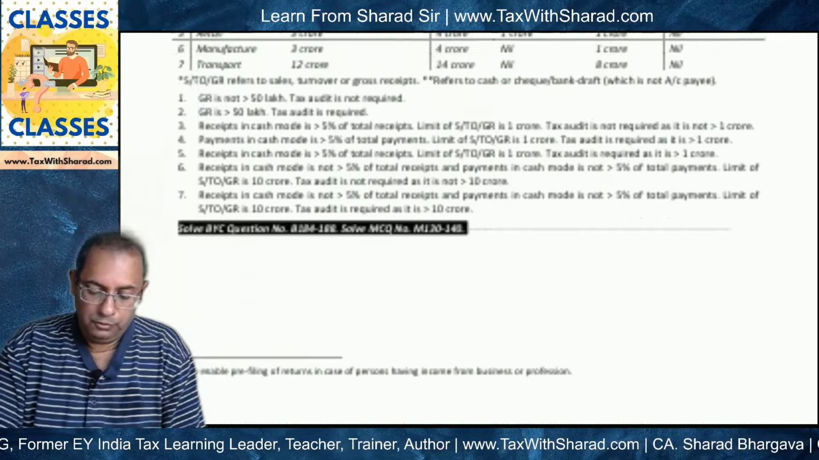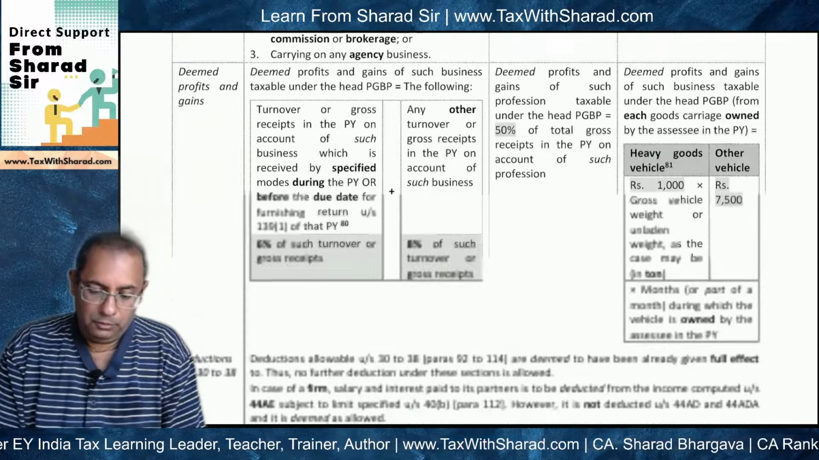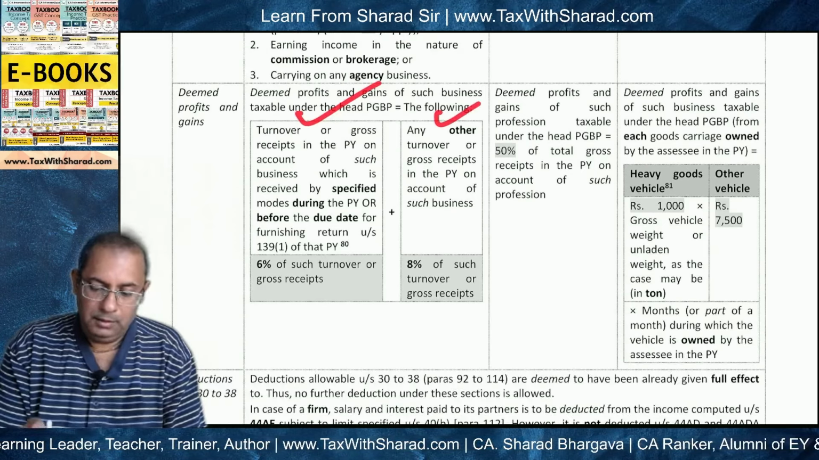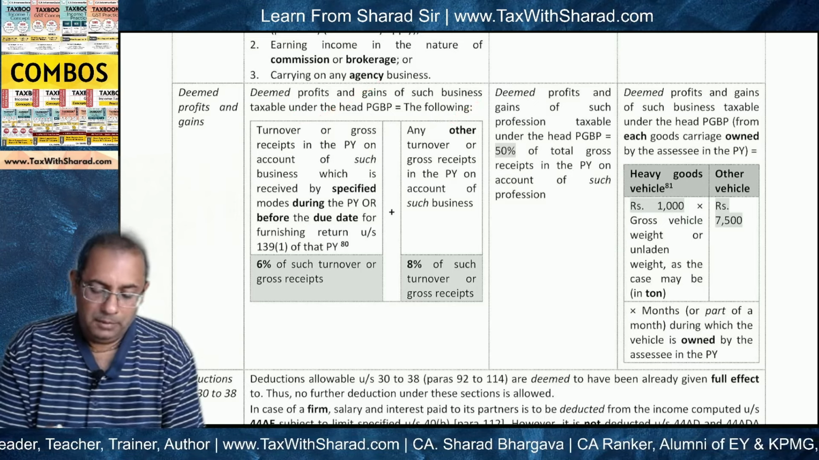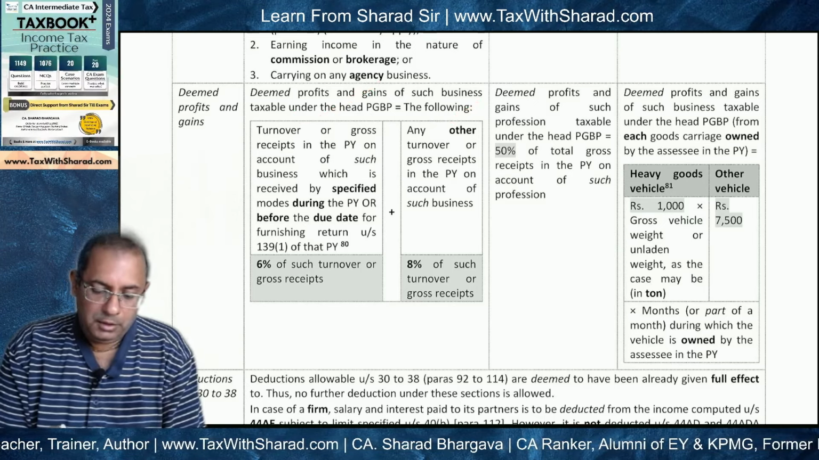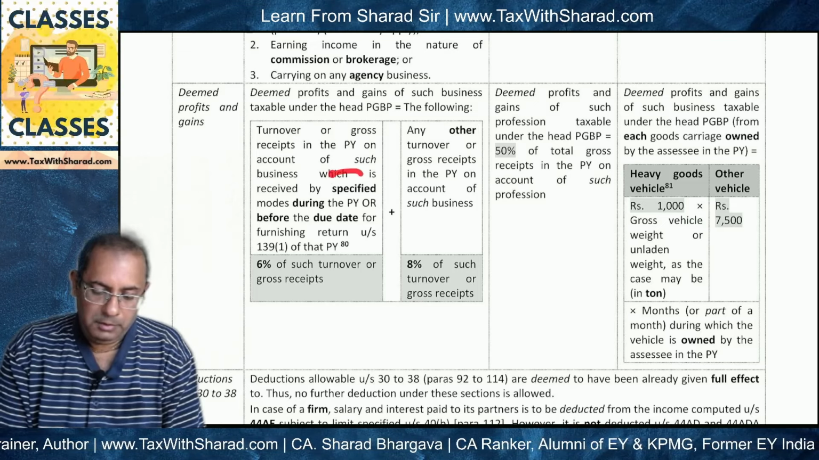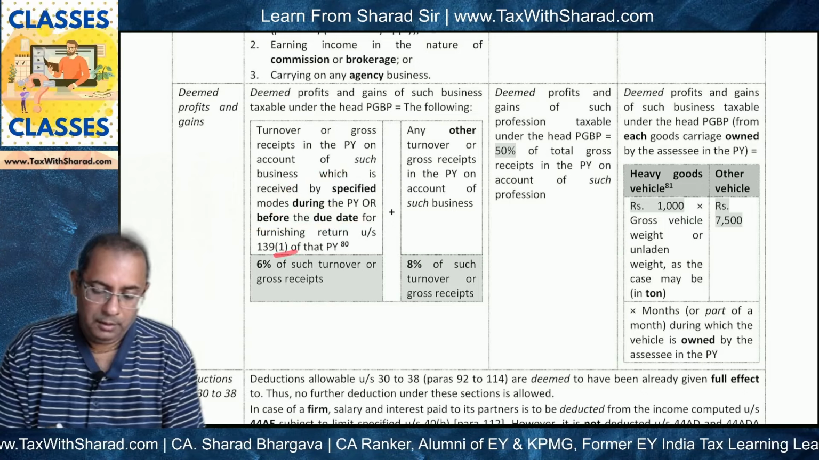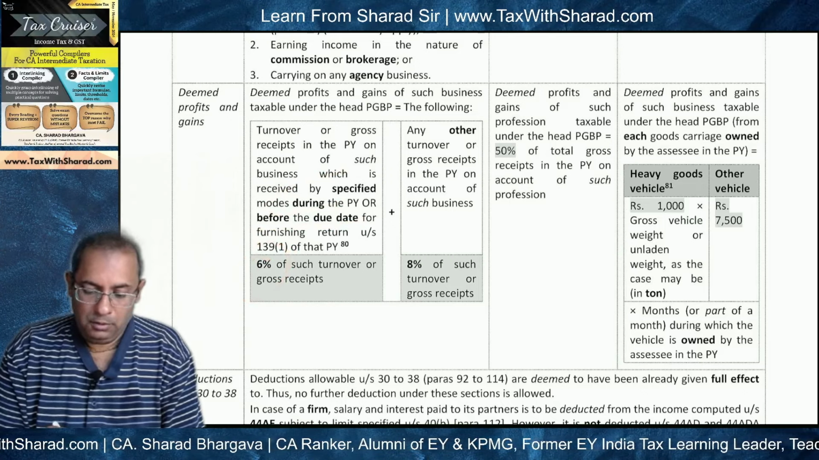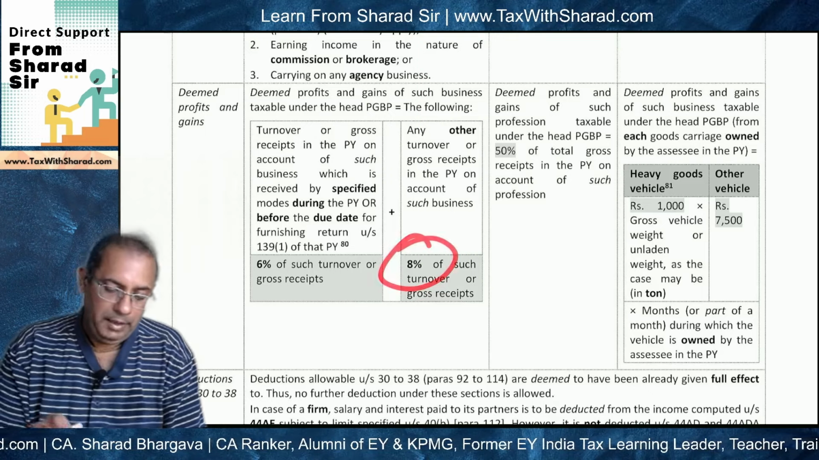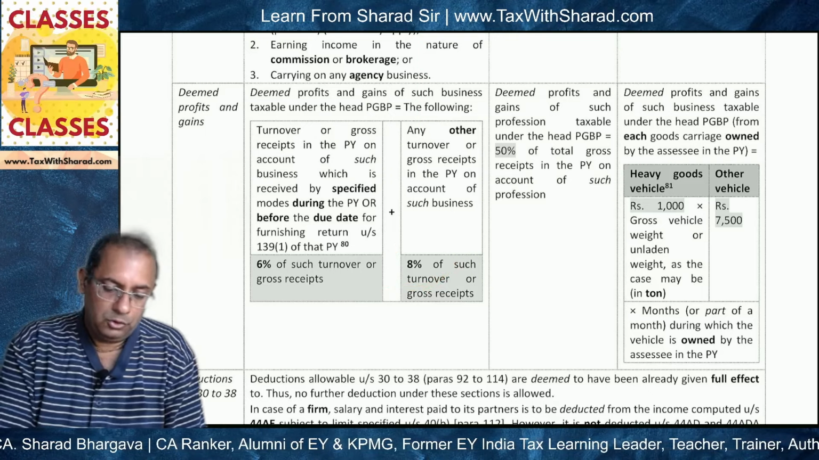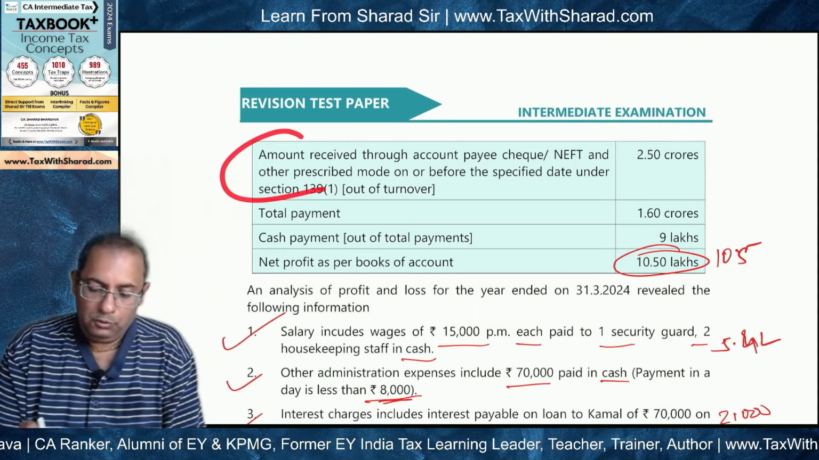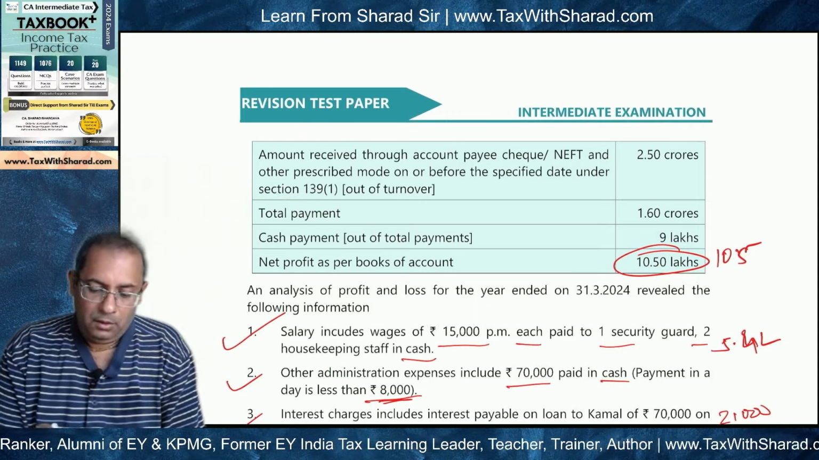So we move to 44AD and we know the formula. So turnover of gross receipts, so basically this plus this is the presumptive income. So turnover in the previous year on account of such business which is received by specified mode during the previous year or before the due date under section 139(1), 6% of such turnover of gross receipts, and for the balance it is 8%.